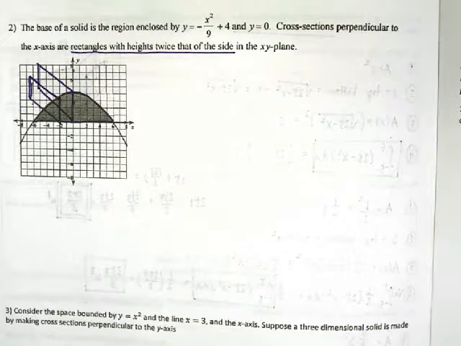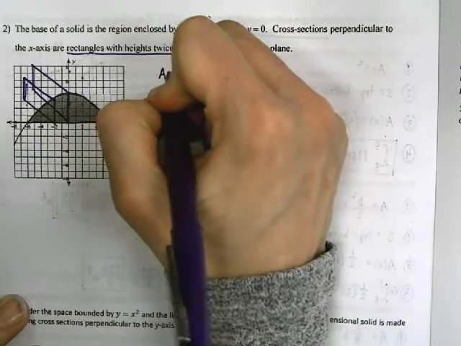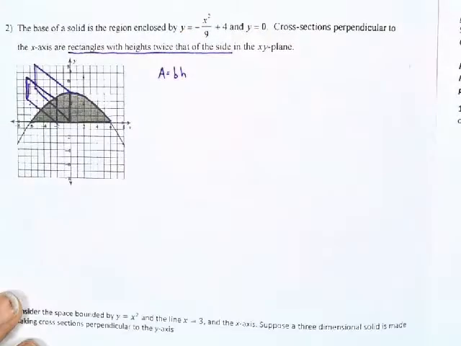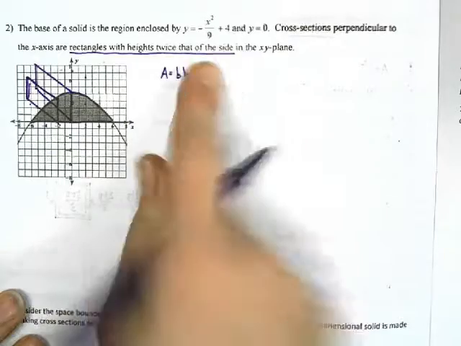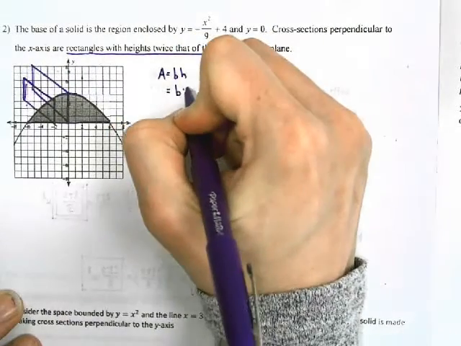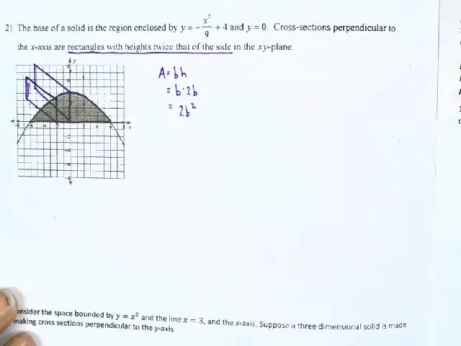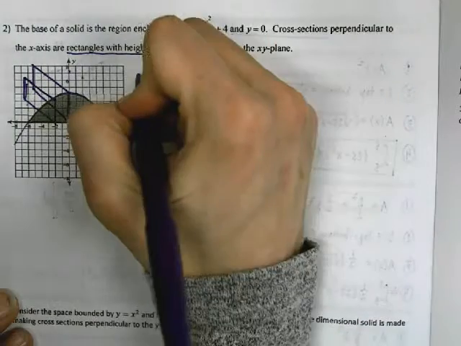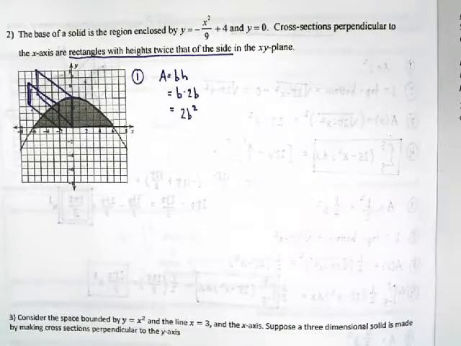Now, this one's a little new because what we have is areas that are rectangles with heights twice that of the side. So we know for a rectangle the area is base times height. But this is telling us that our heights are twice that of the side or base. So our heights now are really 2 times the base. So our area is 2b squared. So that would really be our step 1. We had to generate our area formula there.